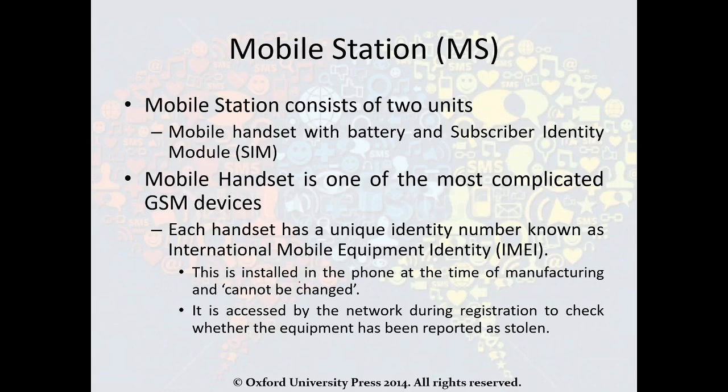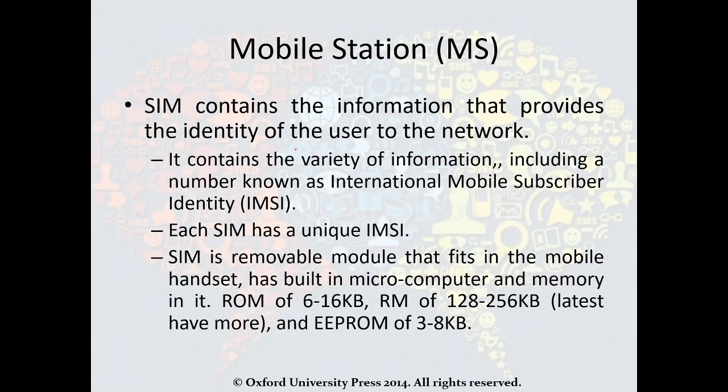This IMEI is accessed by the network during registration, to find out whether it is a stolen phone and all that. You need to have your IMEI for registering. So the mobile equipment's unique identity number is a very important entity. In counterfeit issues, the IMEI could be used for tracking and all that. Then the SIM, the subscriber identity module, is going to contain the information that provides the identity of the user to the network.